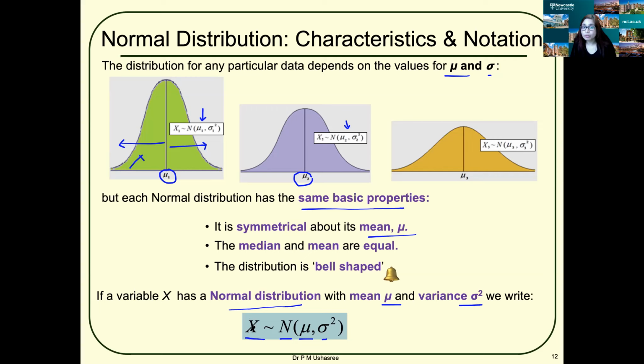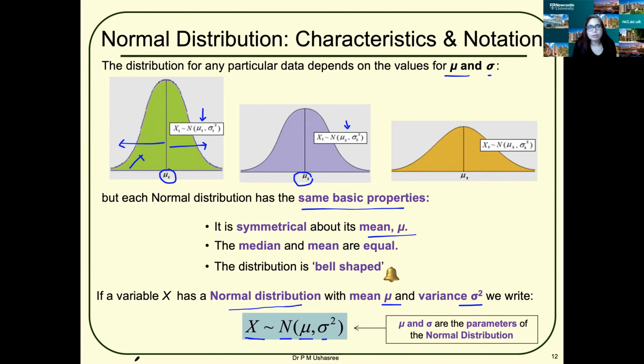So how am I going to read this? X is a random variable which follows a normal distribution with a mean mu and a variance sigma square. So mu and sigma are the parameters. We're talking about the population of the normal distribution. And that is why this is the way you denote the distribution.